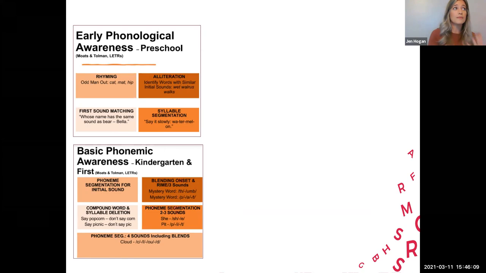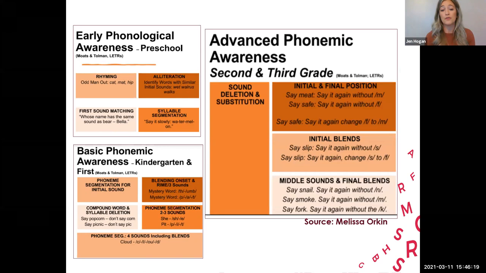But what the research is telling us is that the biggest predictor for reading success are these advanced phonemic awareness skills over here: sound deletion, substitution, and sound addition. I just want to point out that these age ranges are where some of these skills typically start to develop. But for a lot of our students, these are not the ages where they are mastering these skills, and a lot of our students need this instruction long after. These are just suggested ages, but you might have a second or third grader who's still working at the syllable level, or older students who need some of this instruction as well.